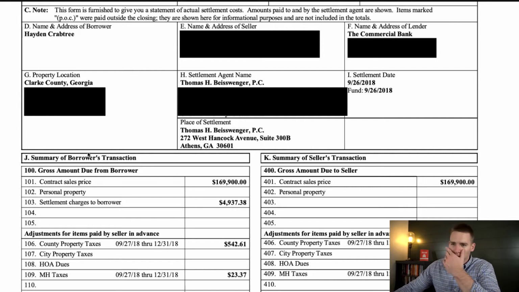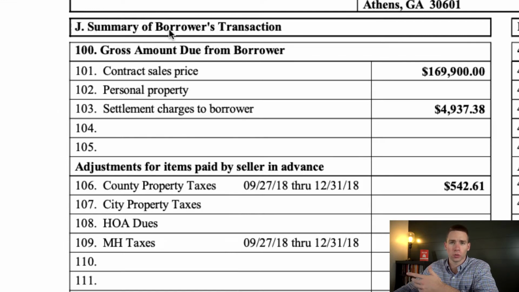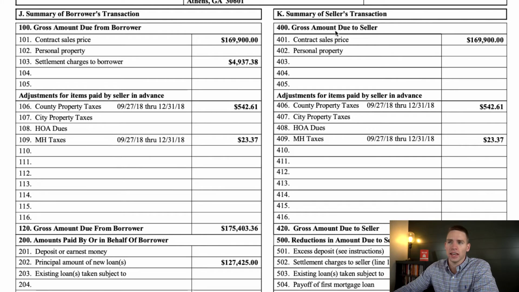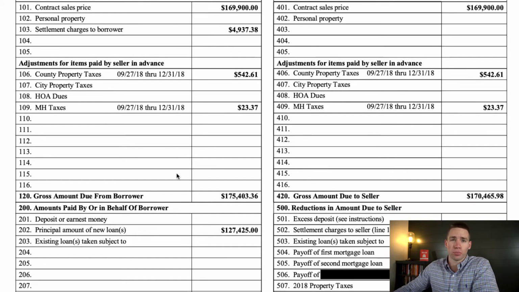And so the next thing that we want to go over, there's two different sections here. The left side here is the summary of the borrower's transaction. I am the borrower, I am borrowing money from the bank, and I am also the buyer. The other side, so this is J over here, the other side, K, is the summary of the seller's transaction. So these are all the numbers that are important to me.